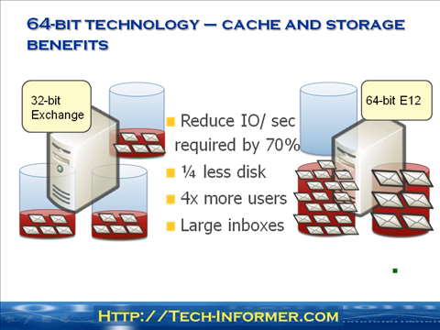Now let's have a look at the effect. First of all, let's just read the points here. If we're reducing disk I/O by roughly 70%, if you look at Microsoft material, we're basically saying we're using a quarter less disk, 4 times more users, and larger inboxes. Fantastic. How are we doing that? How can less disk I/O magically give you much more space in order to have 4 times more users and larger inboxes? I remember the first time I saw that, I said, well, that doesn't make sense.